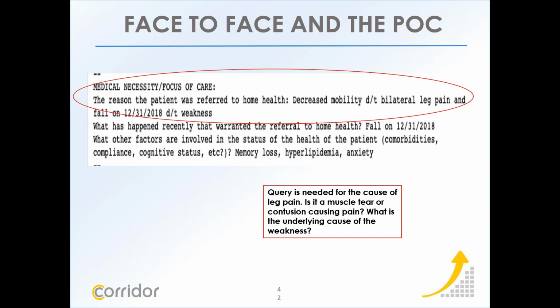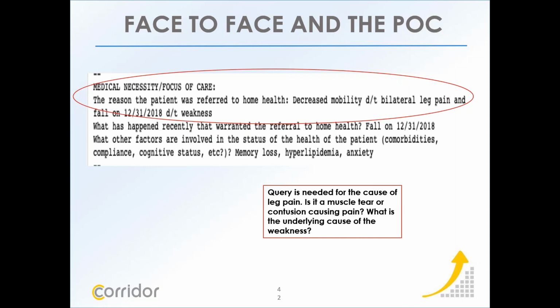Well, what's the cause of the weakness? Or do they have a wound on their leg? Is it an actual injury where they have a wound they're going to be dealing with? We look down even further, looking for help, thinking under the patient's medical history, maybe we'll find something. Well, here we have memory loss, hyperlipidemia, and anxiety.